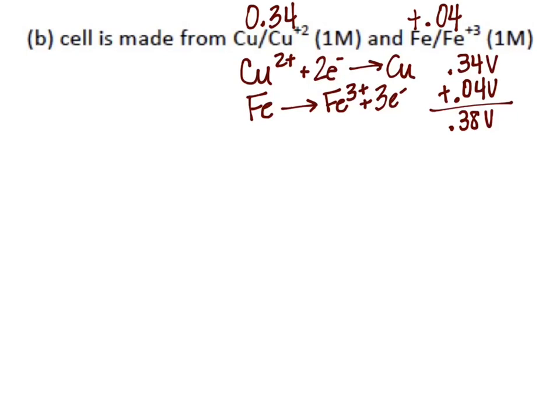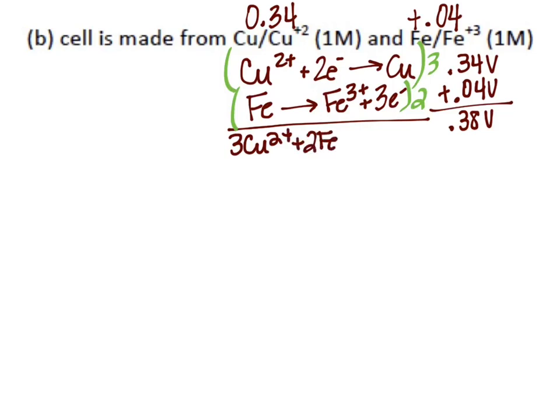Okay, so then our next thing is we're going to go back and balance this. Multiply the top by 3, the bottom by 2. And overall, I should get 3 Cu2 plus, 2 Fe gives me 3 Cu plus 2 Fe3 plus.